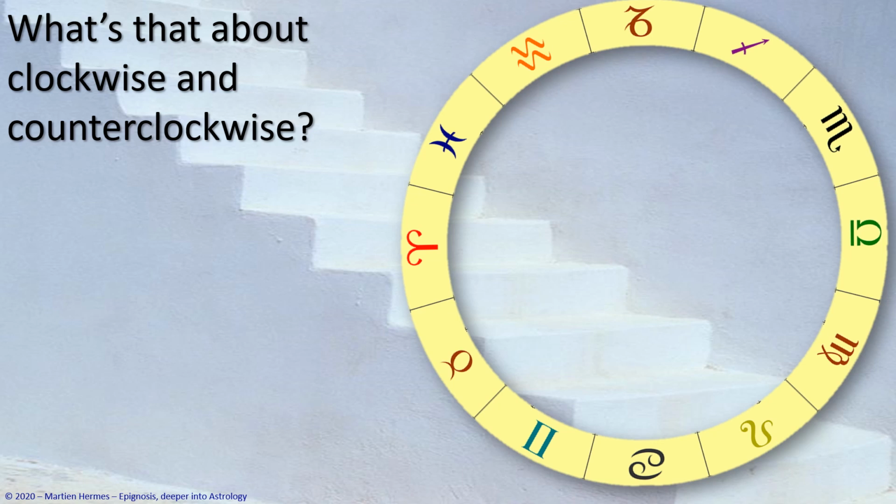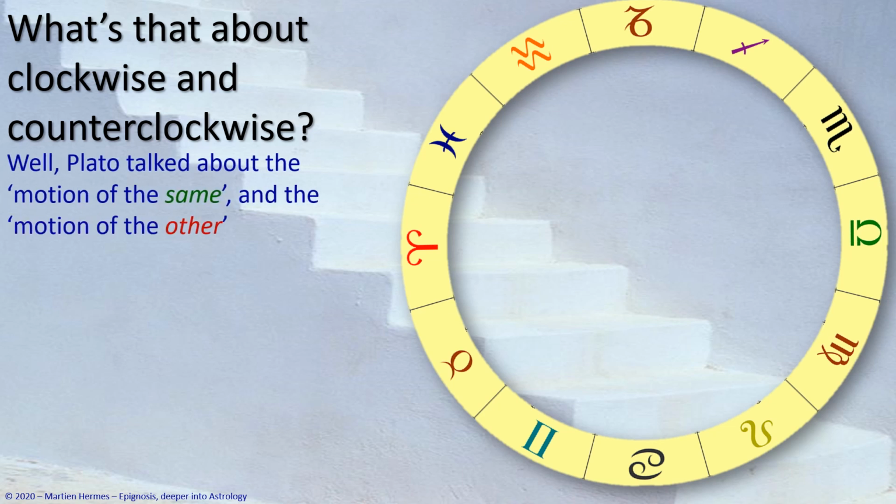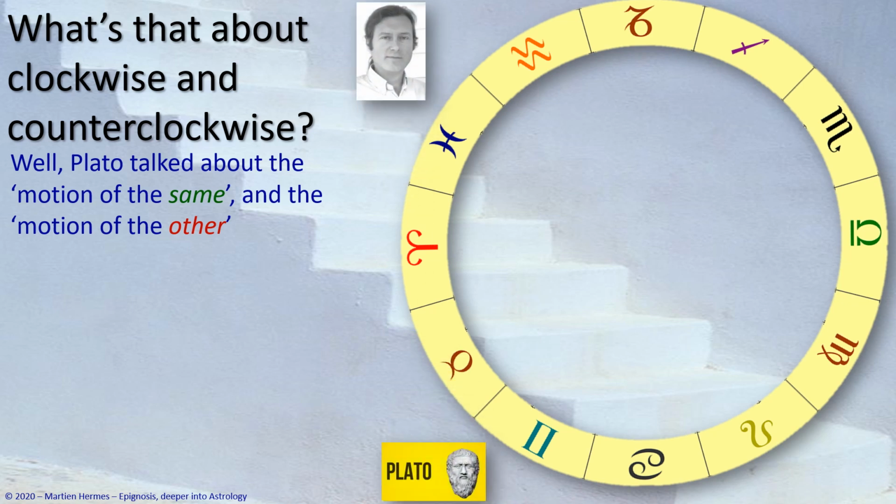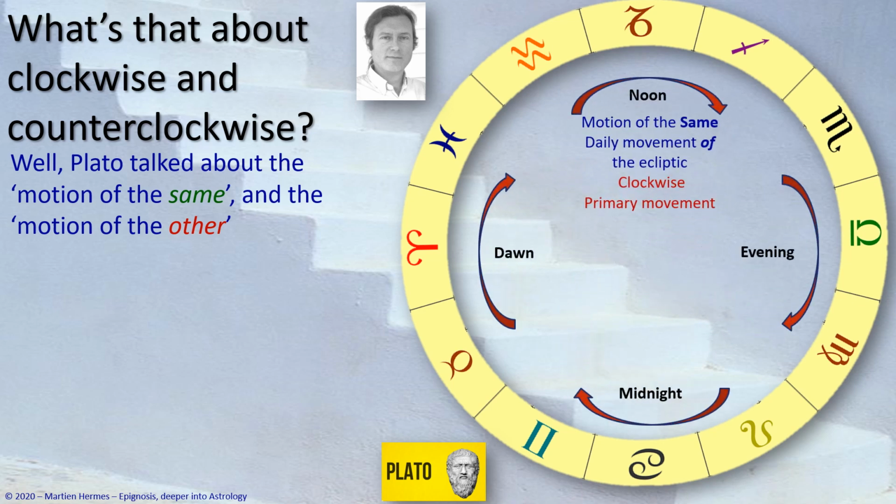So what is that about clockwise and counterclockwise? Why is that so important? Well, for that we have to look at our great philosopher Plato again, who talked about the motion of the same and the motion of the other. And for this I strongly rely on what Robert Schmidt said about this, but it's simply found in Plato, because he said something about the way the heavens move, and that's like this.